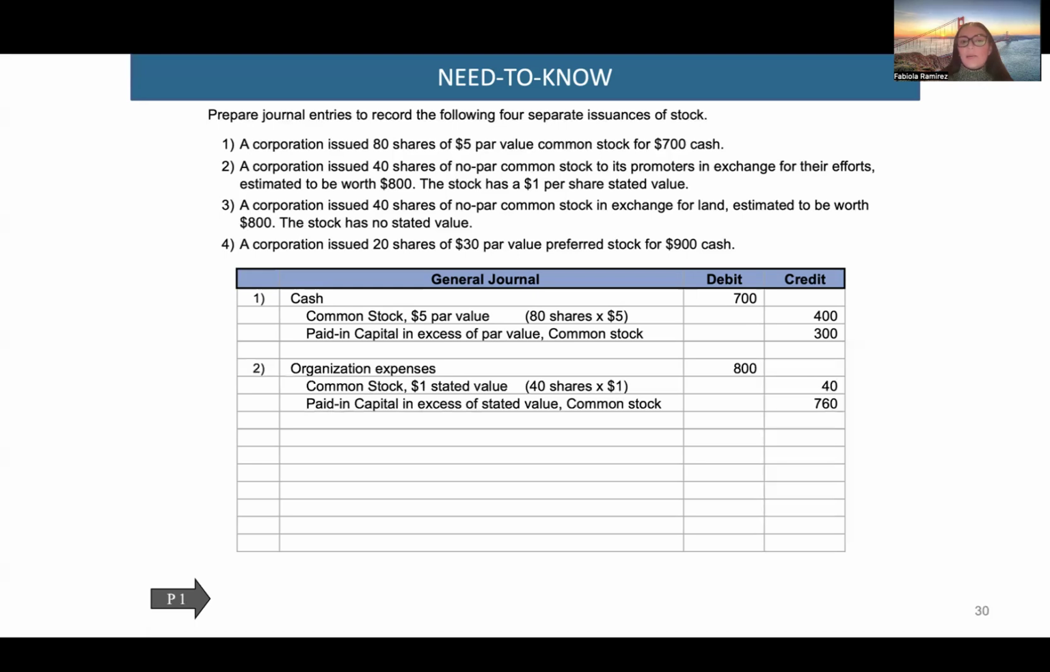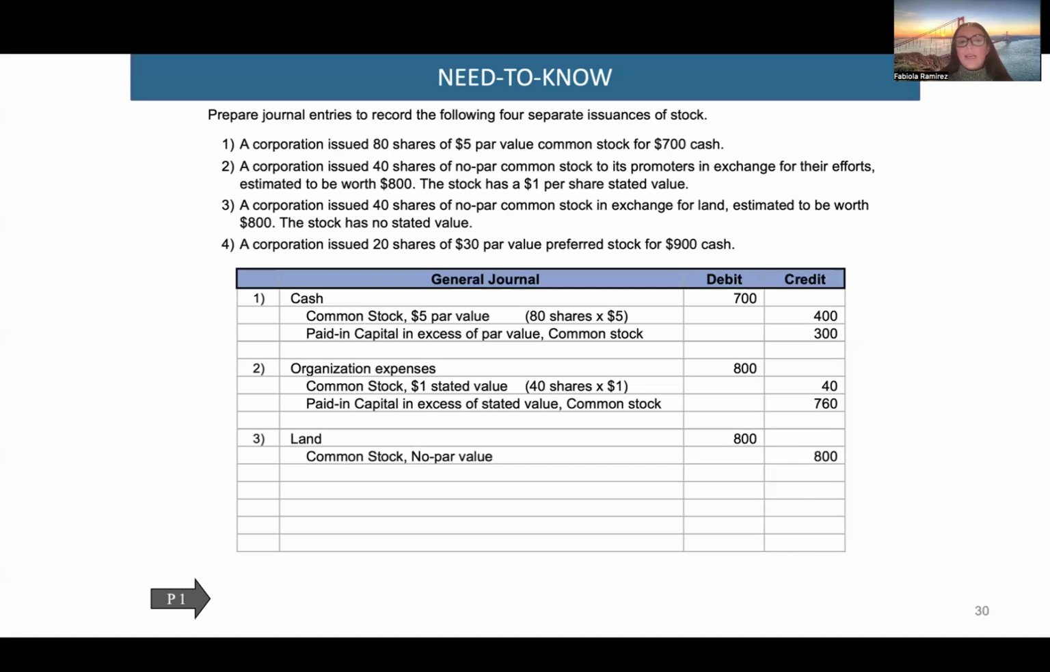Example number 2: a corporation issued 40 shares of no par common stock to its promoters in exchange for their efforts, estimated to be worth $800. The stock has a $1 per share stated value. You will debit organization expenses for the amount estimated. In this example, it is $800. You will credit common stock for the number of shares multiplied by the stated value, $1. The remainder will be credited to your APIC account.